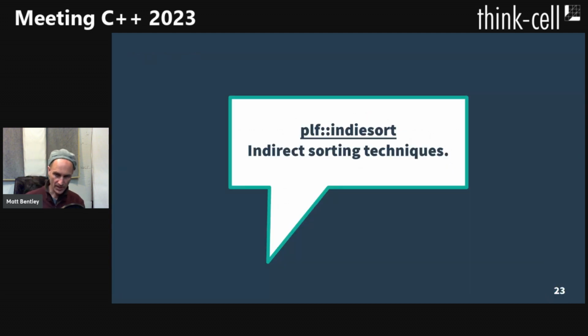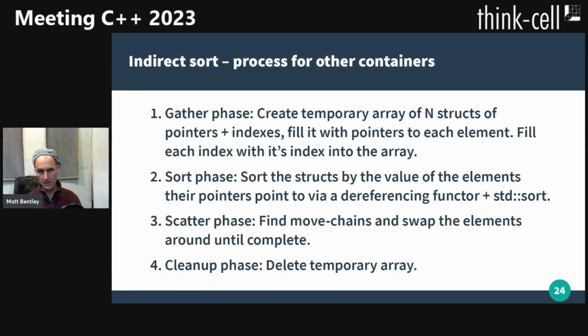Which brings us to our next algorithm, which is based on that whole thing. It's called PLF indi sort. And this was basically me going, okay, this is kind of useful. How can I apply this to all containers? And it's very similar. We have the same phases, but they operate slightly differently.